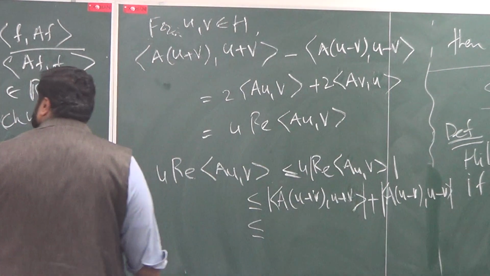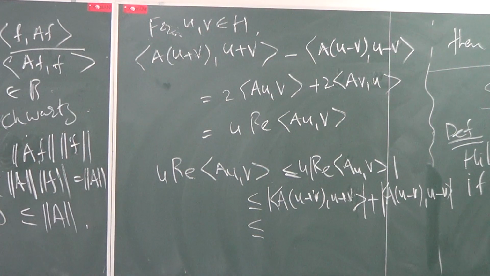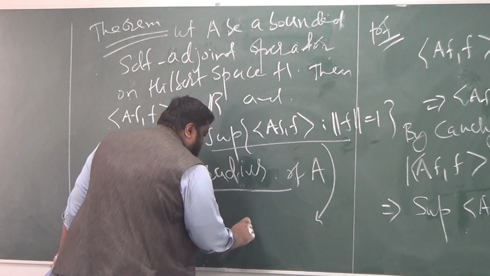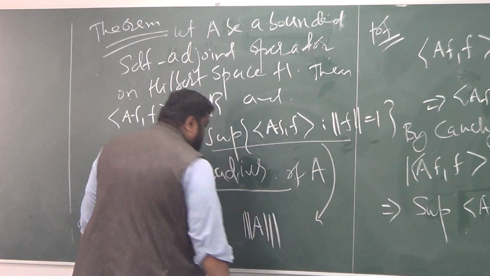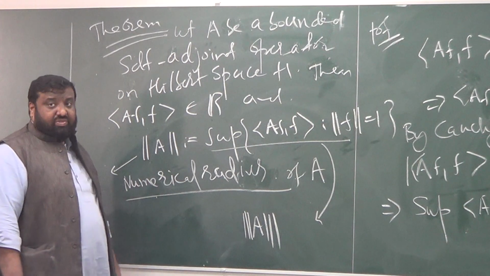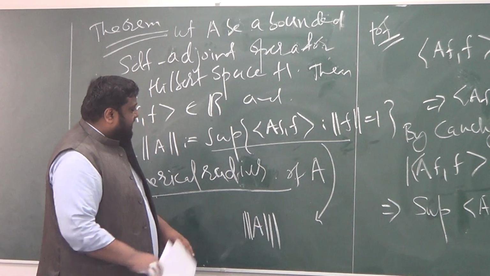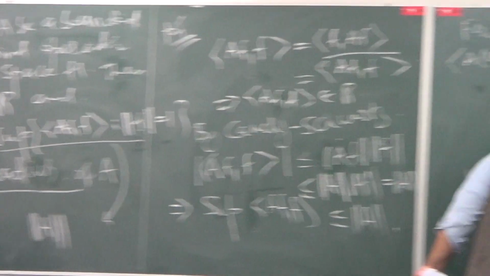But usually, I haven't written one thing: he's giving this guy an explicit name, and this name is actually numerical radius. That's the name he is giving this. Now the next thing that we are having is this.